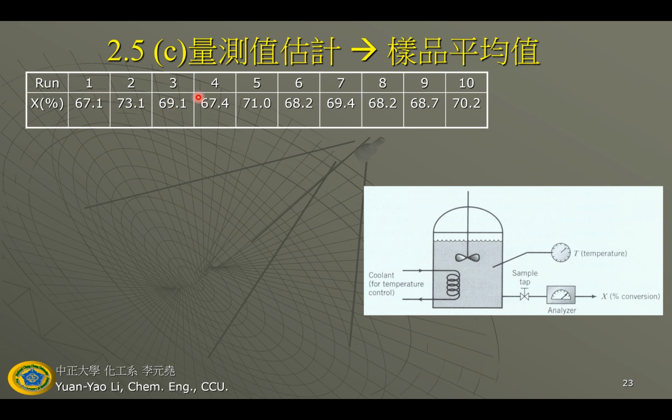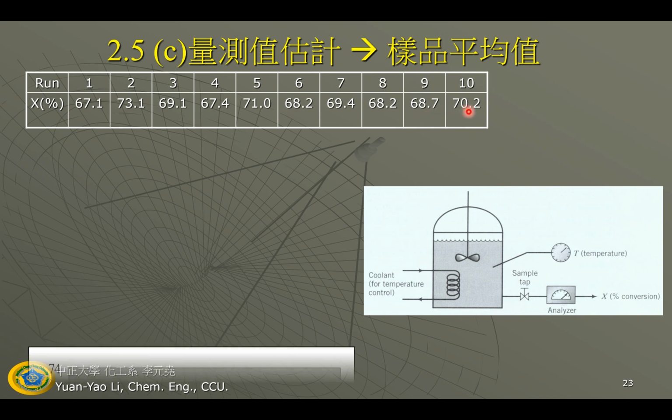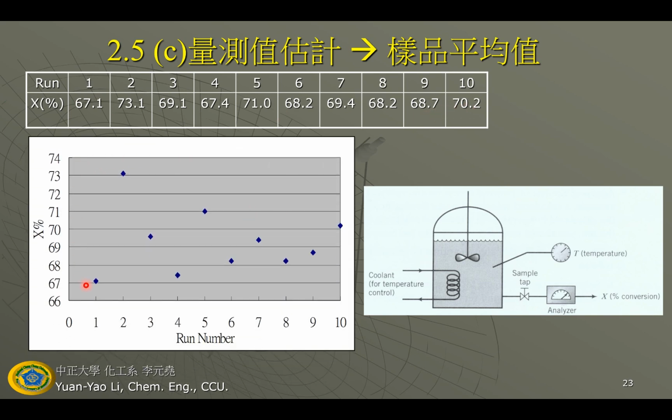It doesn't matter if you do 10 experiments yourself, or you ask 10 people to do the same experiments. This is the conversion rate for 10 runs. If you plot it, this is run number 1, number 2, number 3, number 4, up to number 10, and the y-axis is the conversion rate. The first one is 60.1 here, and then the second run is 33.1, and this one is 69.1, something like this. So there are 10 experiments.